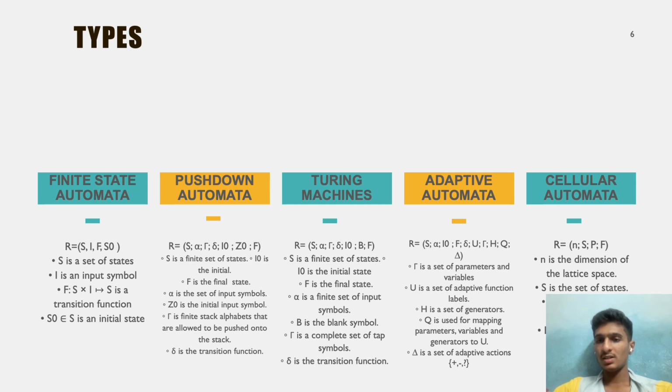Cellular automata are discrete models of computation studied in automata theory. They consist of a regular grid of cells, each in one of a finite number of states, such as on or off. They evolve over time according to a set of rules based on the states of neighboring cells. Adaptive automata are cellular automata that change their rules based on their environment or input.